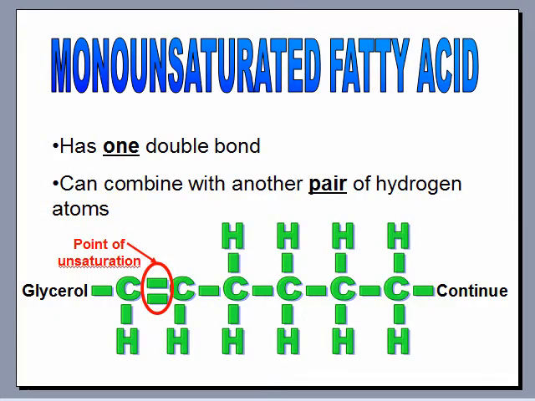Monounsaturated fatty acids, on the other hand, are not as stable as saturated fatty acids. If we look at the diagram, it has 1 point of unsaturation, or what we can call as 1 double bond. Therefore, it can combine with another pair of hydrogen atoms, meaning we can put in 2 more hydrogens to be combined with the carbon in the hydrocarbon chain.